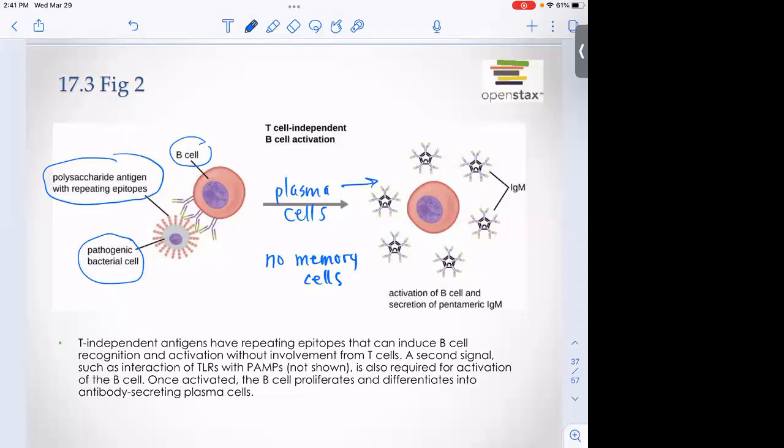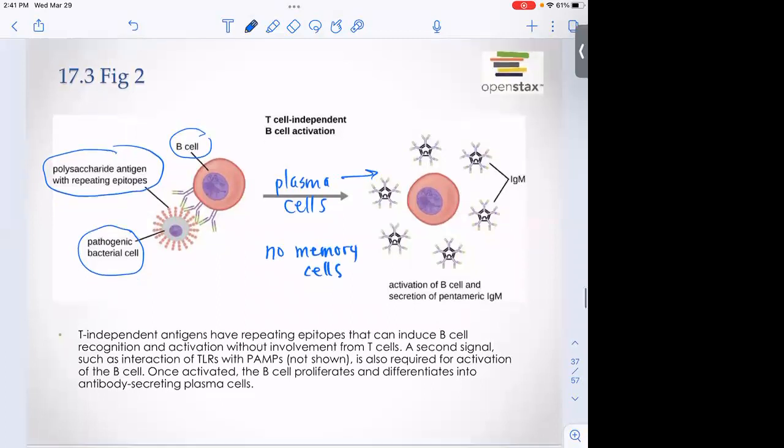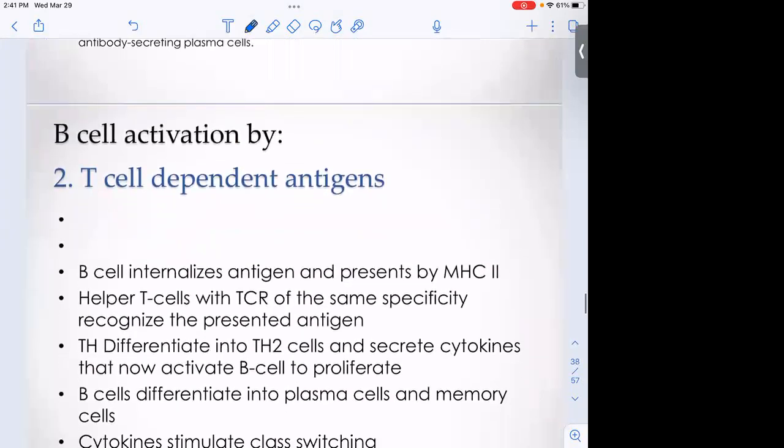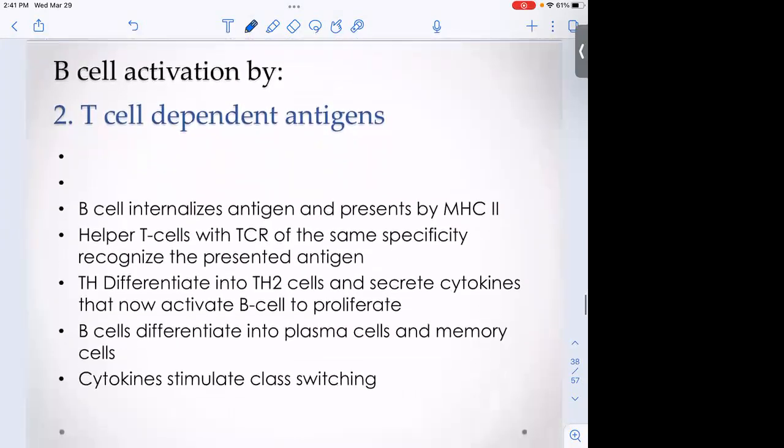Okay, so good. I think we have time to talk about the other way that B cells are activated. I know that you're getting tired of hearing my voice. I understand.